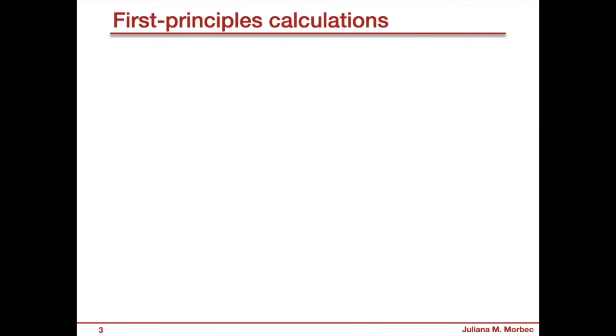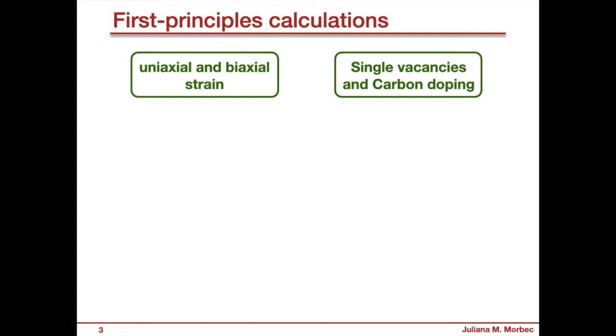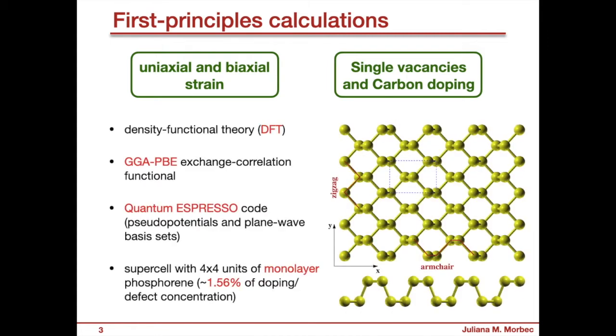And this is what we are doing in this work. We are using first principles calculations to investigate how you can use uniaxial and biaxial strain to change the properties of this material, and how you can also combine this with single vacancies and carbon doping to tune the properties of this material.